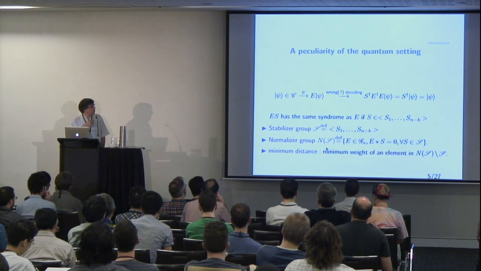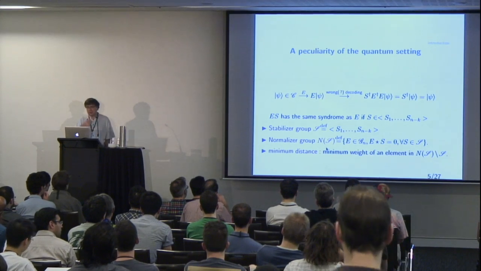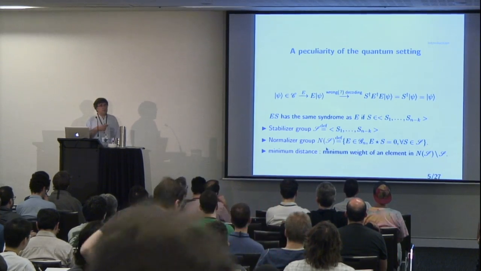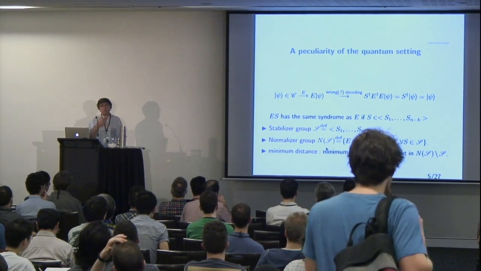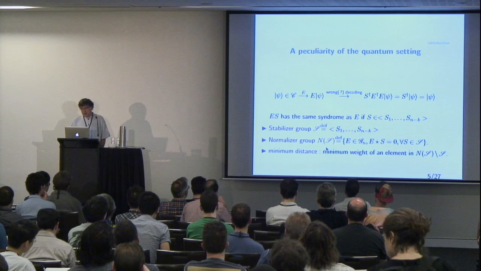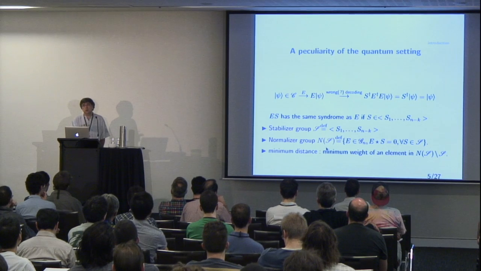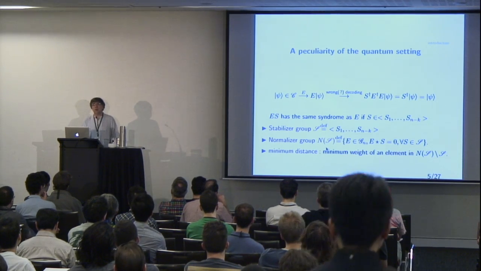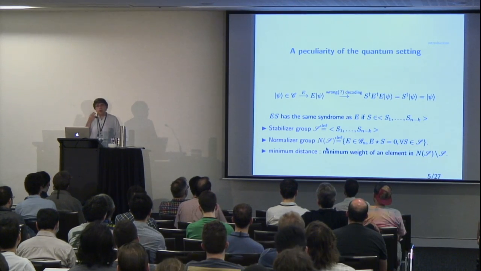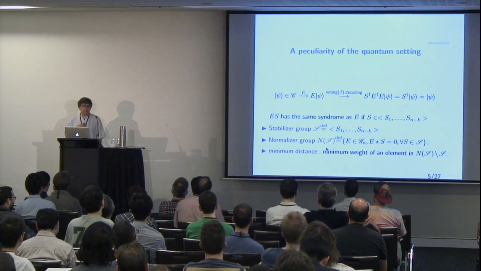So just because of this reason, maybe you make an error in decoding and you decide that the error was not E, but was E times S. So you perform the inverse of this error, but even if you do this, you get the right state back, just because S dagger applied to psi is still psi, because of the definition of the stabilizer code, which is invariant by any element of the stabilizer group. So you have some freedom of choice in the quantum setting that you do not have in the classical setting.